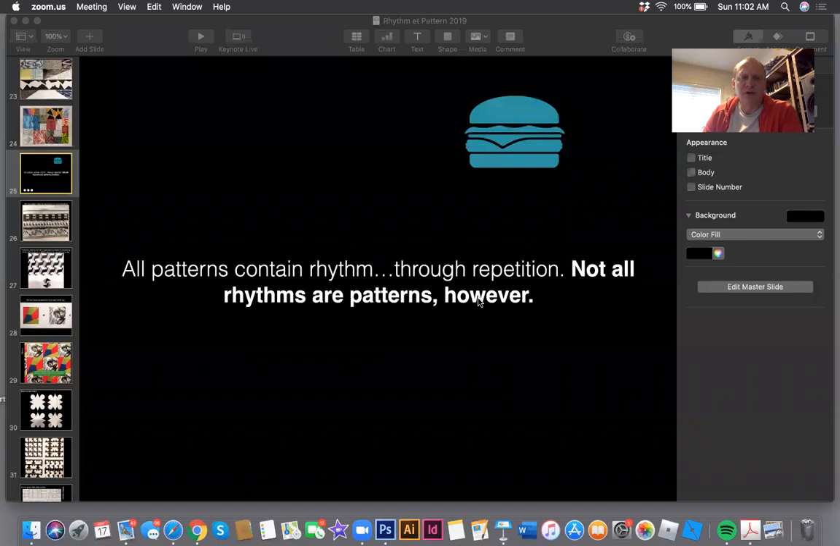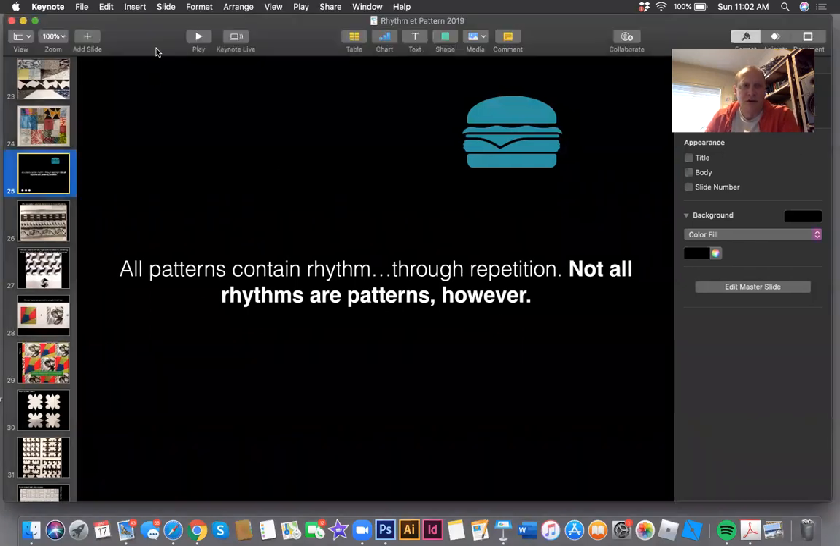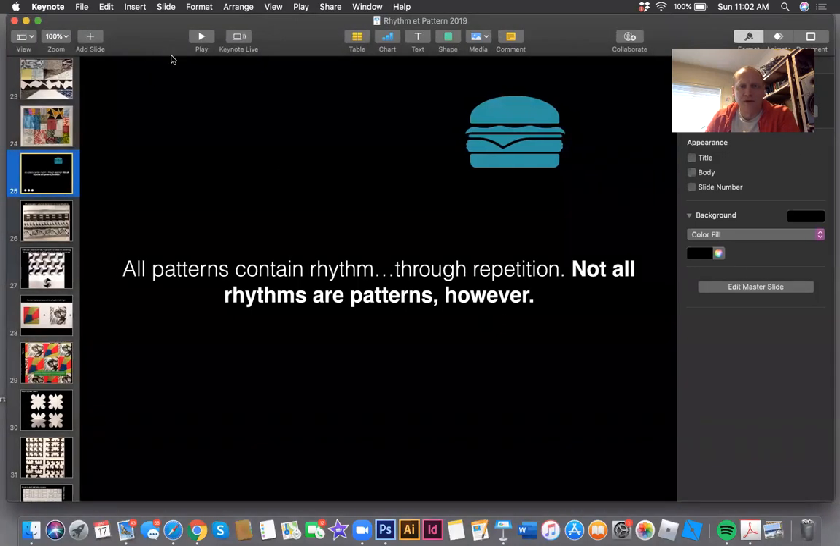Okay, so now I want to go over pattern in our discussion of rhythm and pattern. So let's look at some slides. And you guys already have these slides. They are the same set of slides as the rhythm. So the rhythm slides are first and then the pattern slides are next.